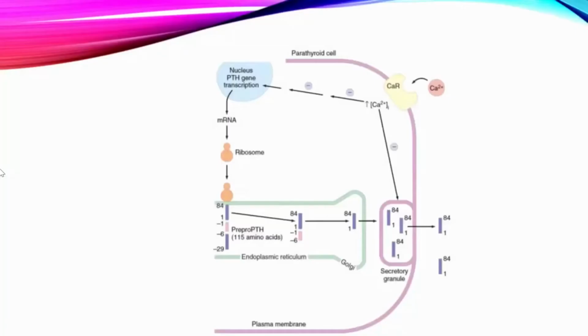The synthesis and secretion of parathyroid hormone is regulated by the concentration of calcium. Low concentrations of calcium stimulate the synthesis and secretion of parathyroid hormone from the parathyroid gland, whereas high concentrations of calcium in the circulation inhibit the synthesis and secretion of parathyroid hormone from the parathyroid gland.